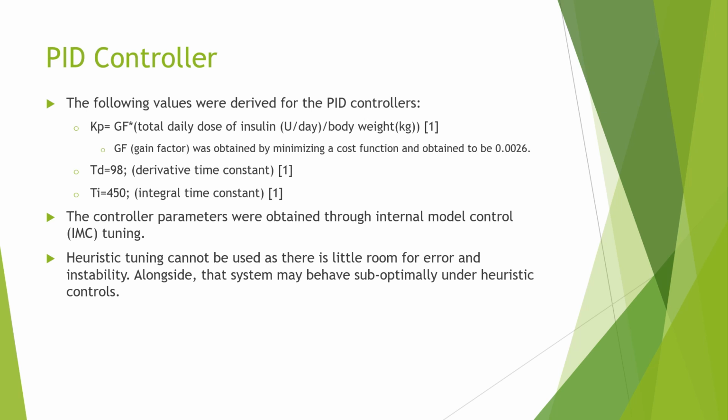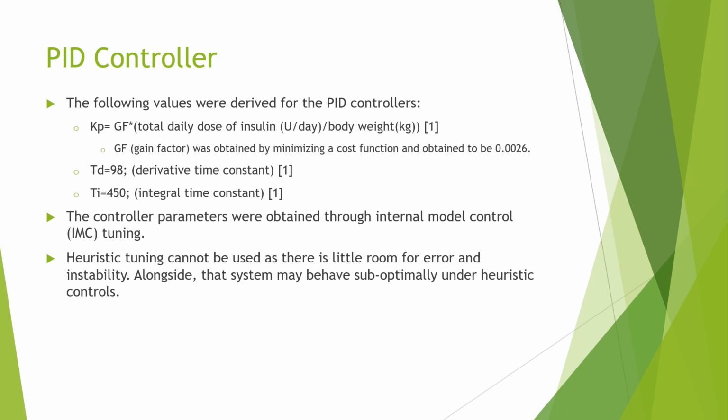Moving on to the controller itself, these are the constants of the PID controller, as we can see. There's more information in the references, but to talk briefly, we obtain the gain factor by minimizing the cost function, which takes into account the differences between the lower bound of glucose and typical glucose levels, and glucose levels when they're higher than 180. If we minimize that function using some more advanced controls, we come to get that number. It is a similar thing with the derivative and integral time constants.